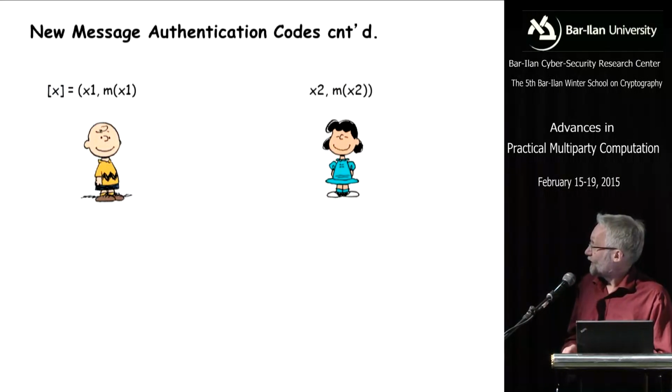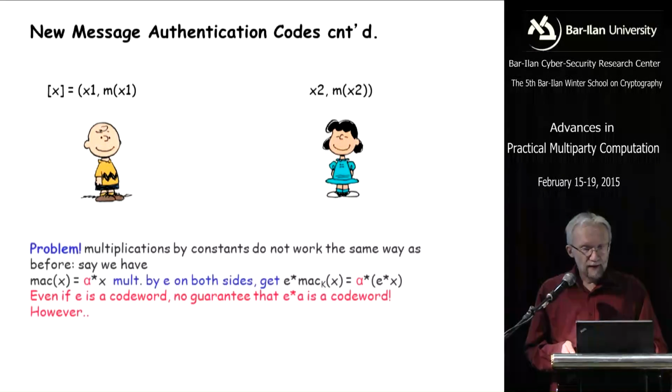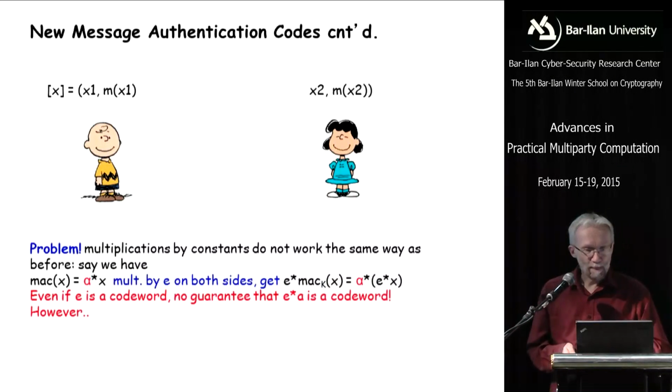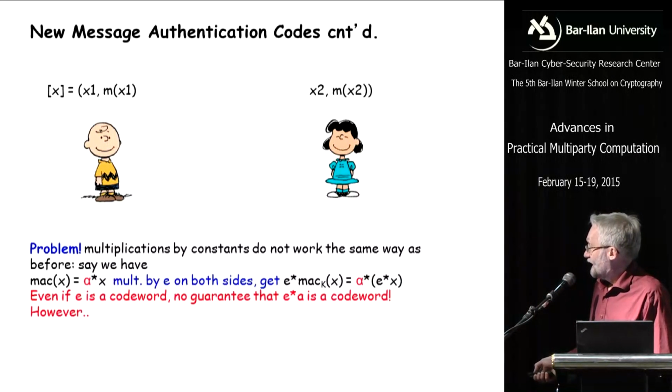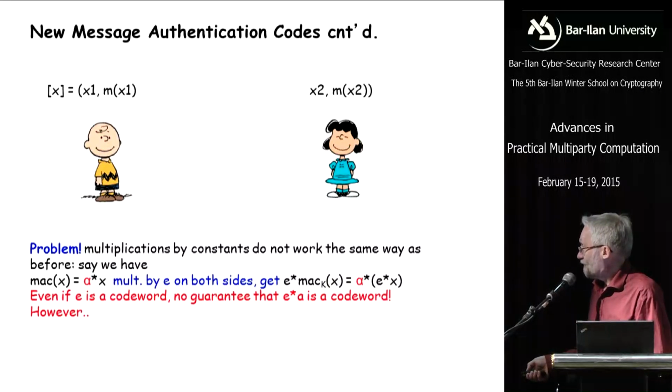So here's the authentication code, the new definition of the boxes. Here's the problem. I want to be able to multiply by constants, right? Now, what's going to happen is that if I have a public constant e, which I want to multiply by, then the MAC also gets multiplied by this constant. So alpha star x is the MAC. I multiply this by e, I get e times the MAC. It's alpha times e times x.